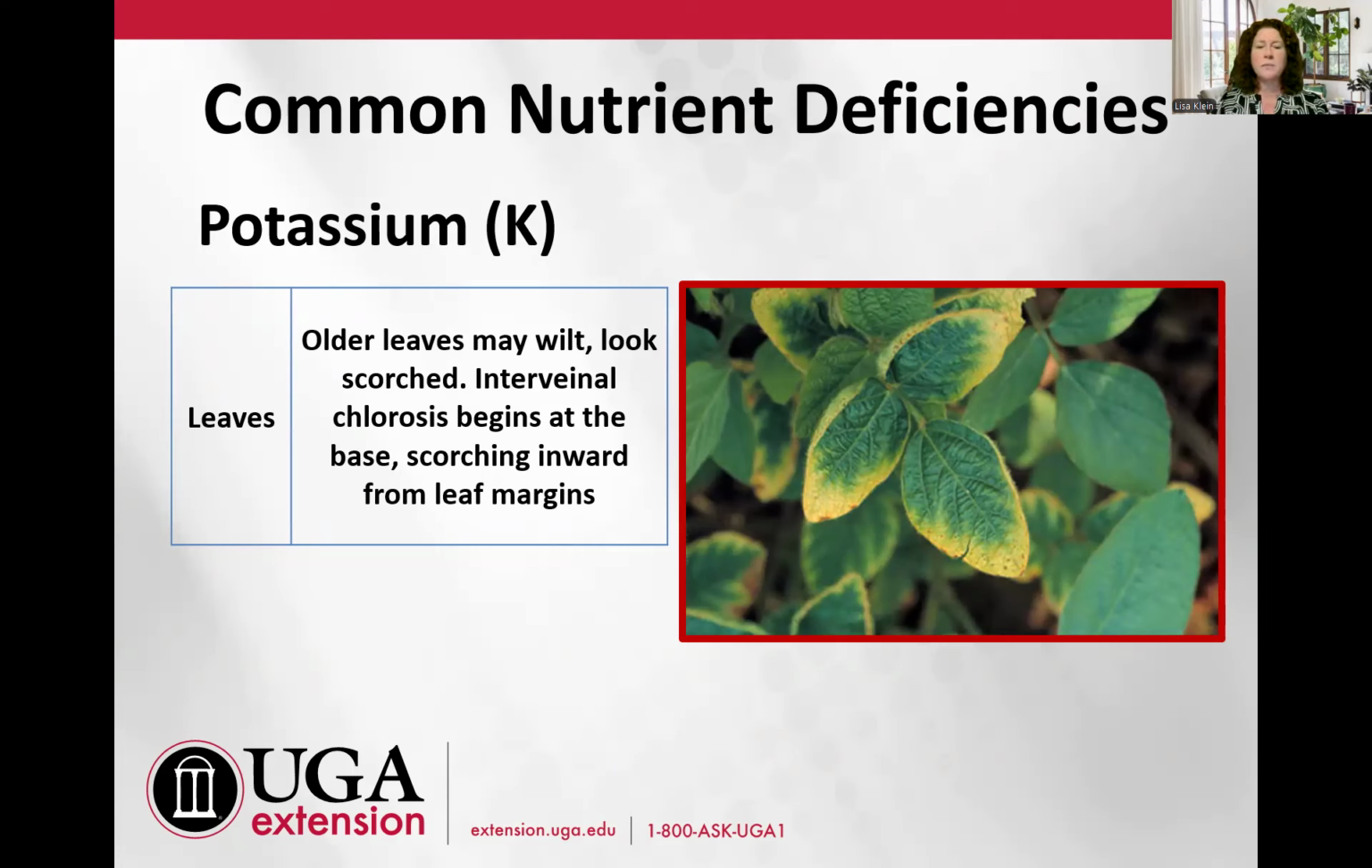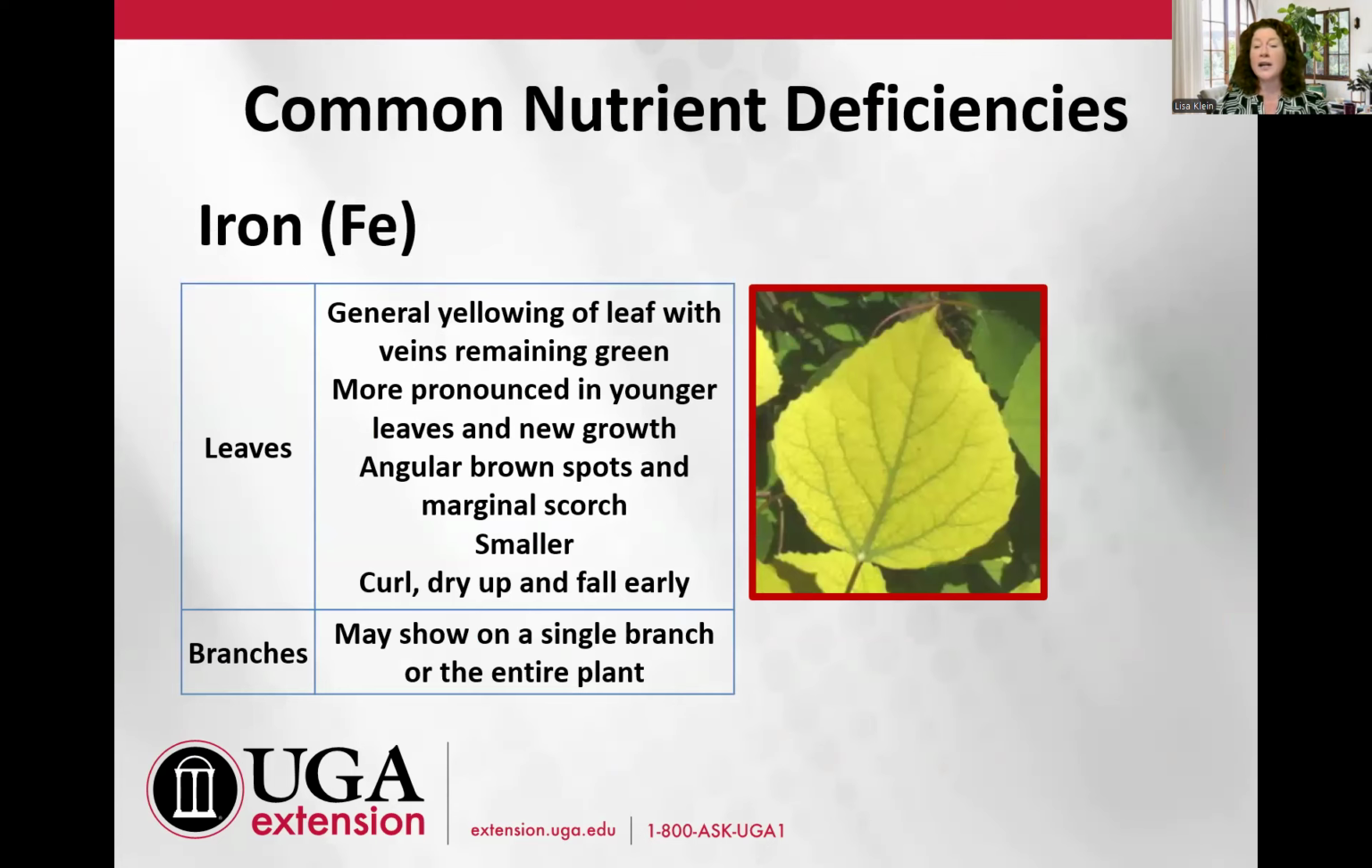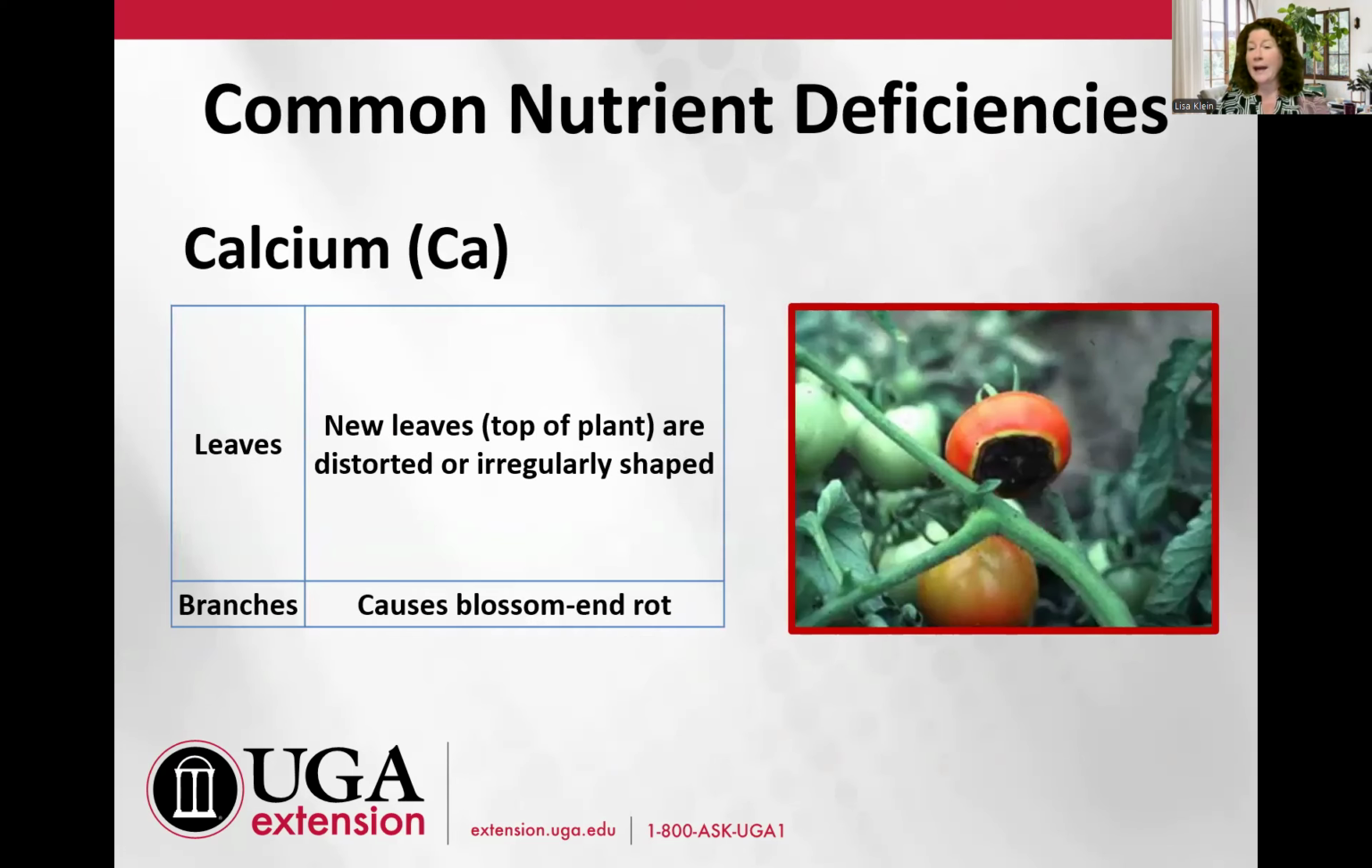Those older leaves may be kind of wilted, look a little scorched. The interveinal, you might have some yellow in those veins. Iron, you've got yellow with greenish veins. And again, I am happy to provide the slide deck. We're kind of moving through fast because I'm pretty much out of time. I like to talk if you haven't figured that out. Calcium, blossom end rot.